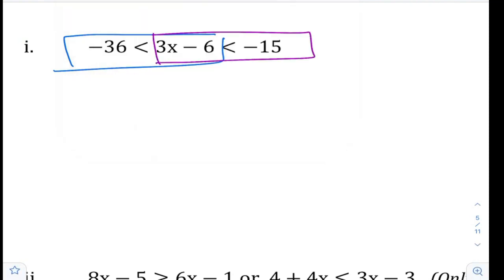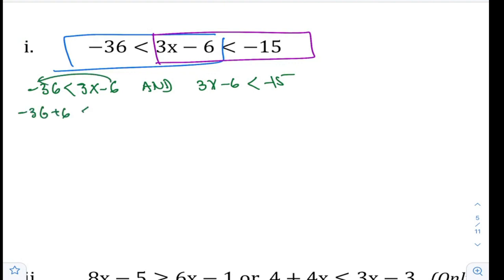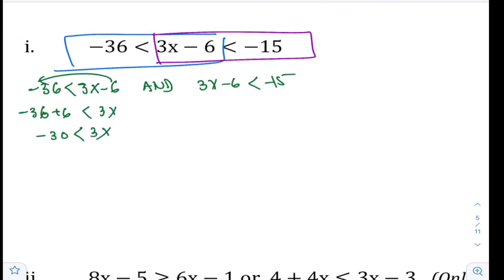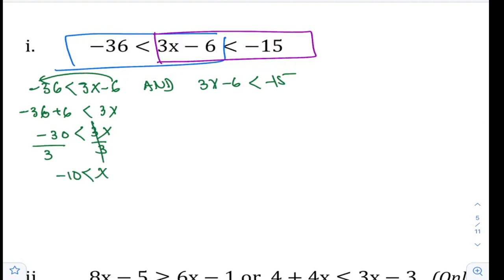So we can write the following. And we can solve each inequality individually. So I will solve for x. I'll take this 6 there. And this will be minus 30. If you divide both sides by 3 to solve for x, this will be the first solution. And when you start with x, then x is more than negative 10.